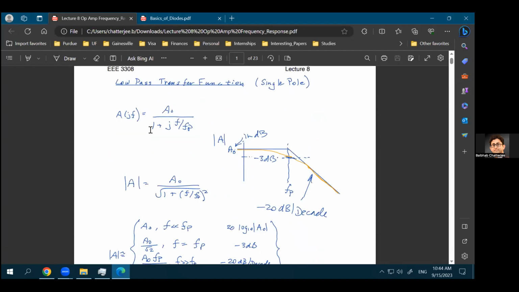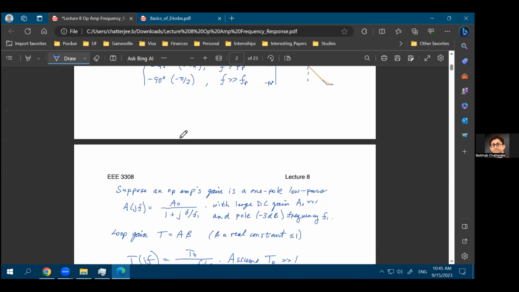And because of that, the transfer function of the gain would look something like this. Even if you're just considering the open loop gain of the op amp. So this is the open loop gain of the op amp. A0 signifies the DC gain or the zero frequency gain of the op amp. But that zero frequency gain reduces as you increase the frequency, and overall the transfer function looks like this.